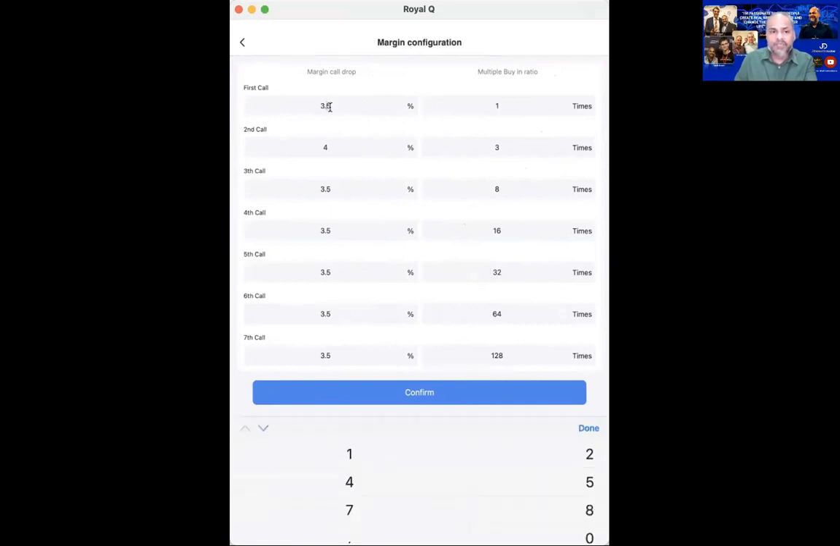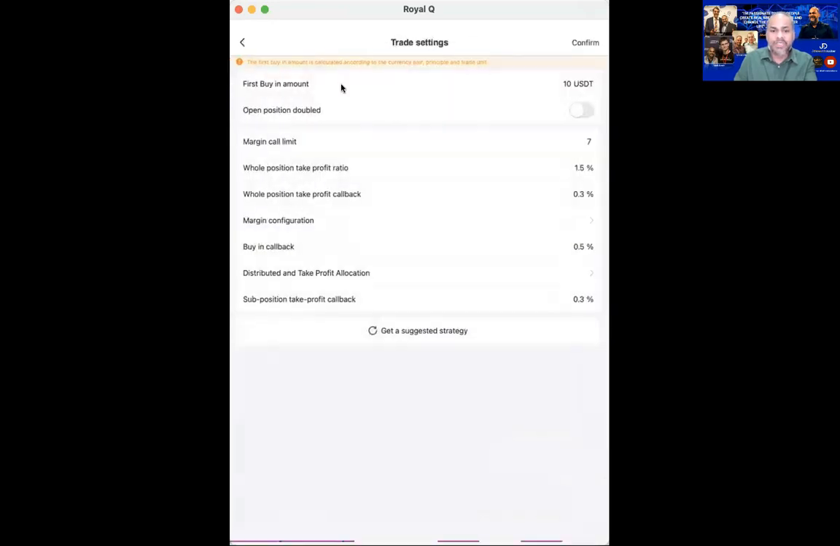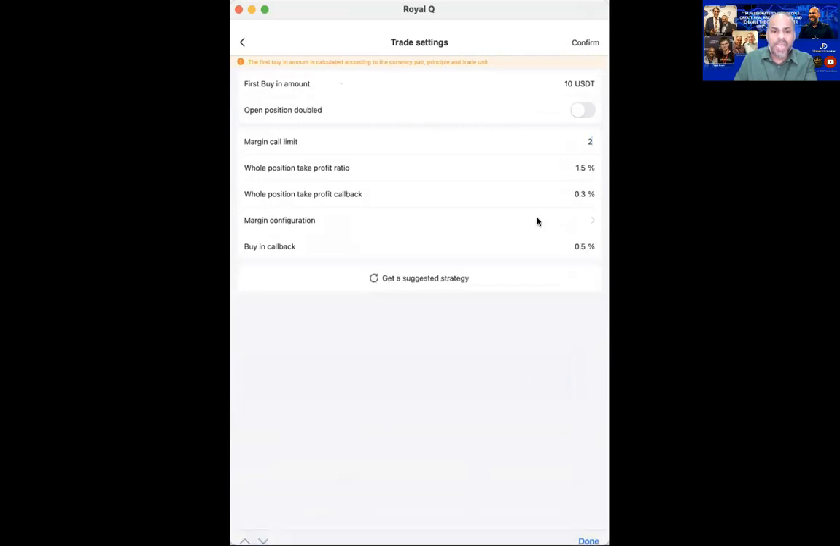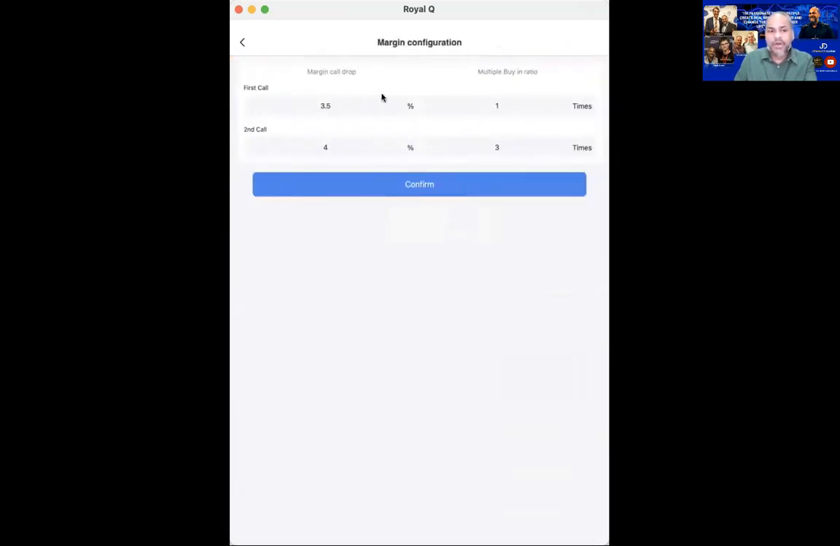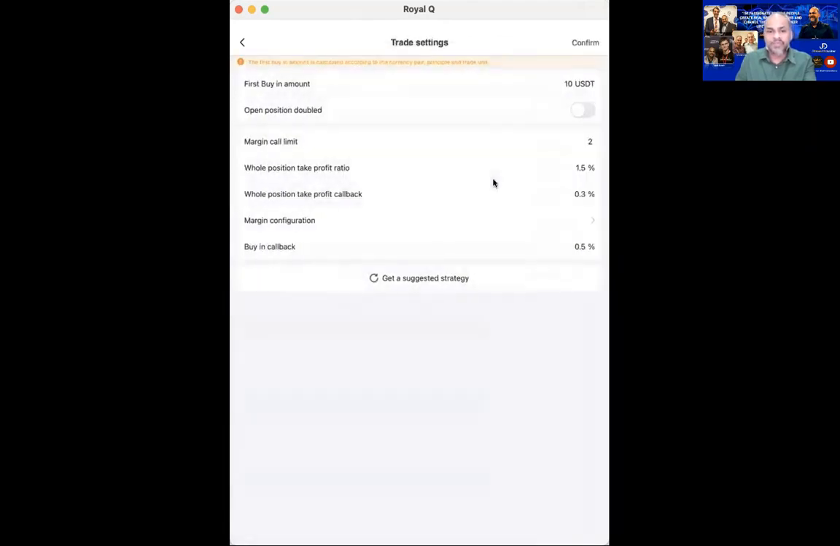I can even change the percentage. I can even change the multiple. But I'm not going to use 7. I'm going to use only 2. So if you get back to your configuration, you will see only 2. That will be 3.5%. And what is the next? 4%. So 3.5% and 4%, multiplied by 1 and 3. So I confirm this. Once I've confirmed that, my next step is what?